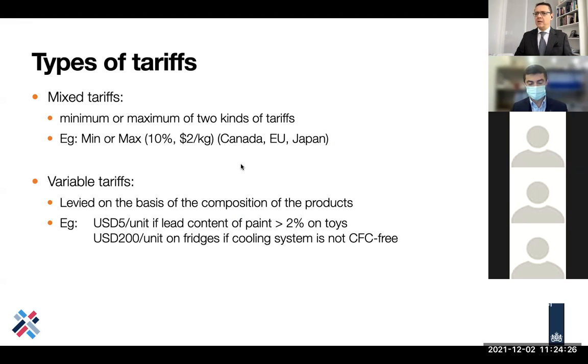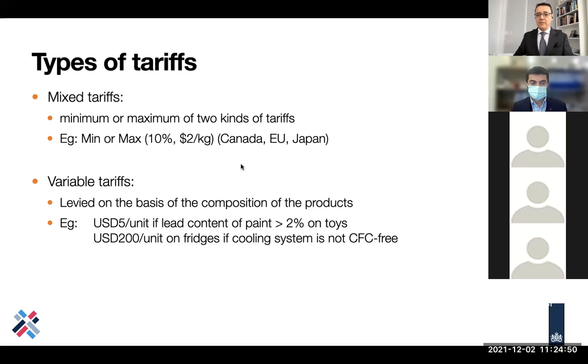I don't know if you have been following the discussions around the COP26 and the reduction of CO2 emissions and all these things. There is a big discussion around putting in tariffs that levy the amount of CO2 generated during the production and importation process.